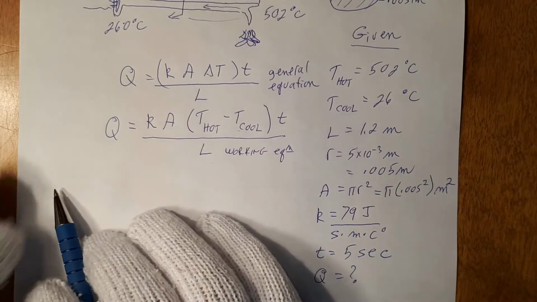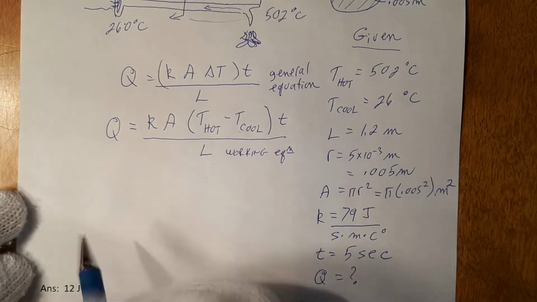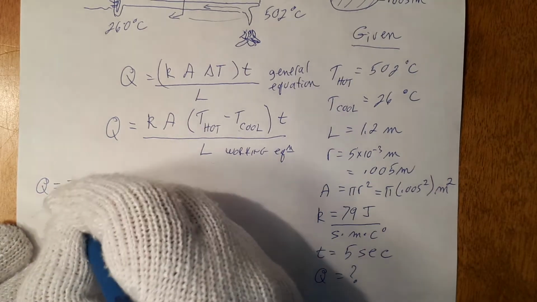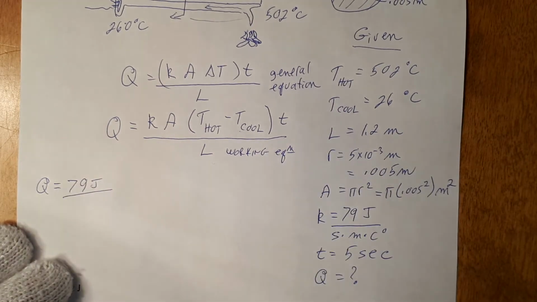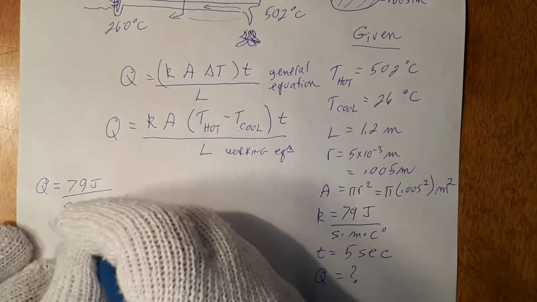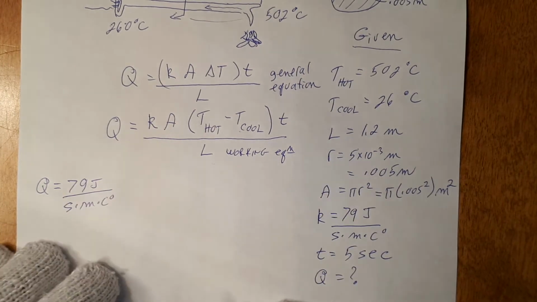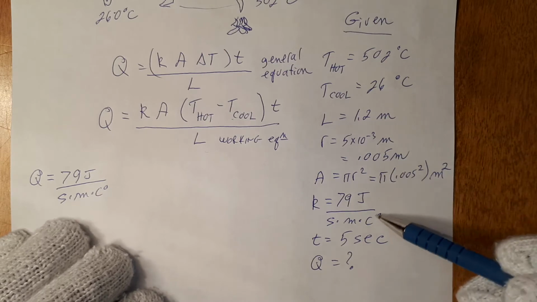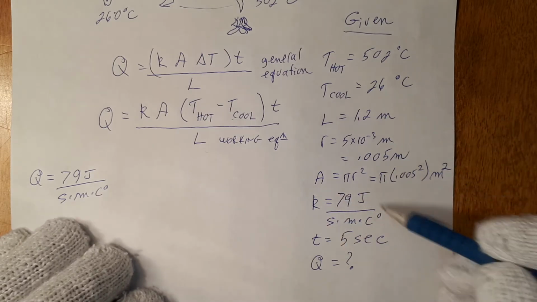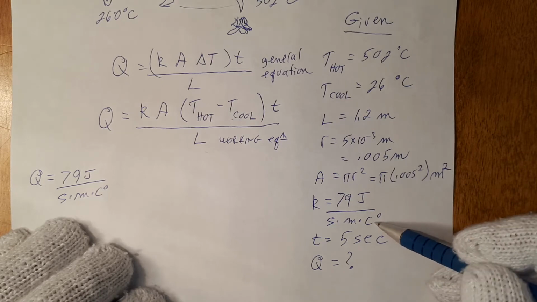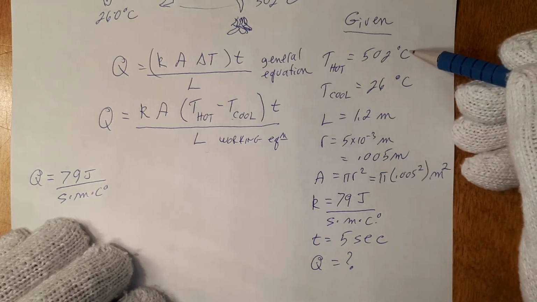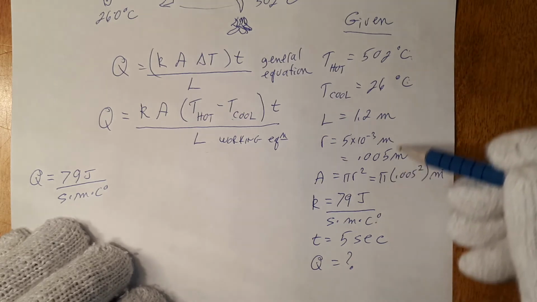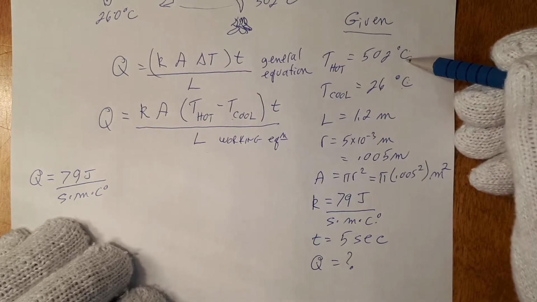I'm going to place it here, since I'm going to run out of room. Q is equal to K, 79 joules per second meter Celsius degree. And that reminds me that since K, this constant, is given to us in terms of Celsius degree, it is okay to go ahead and use the two temperatures in Celsius. Were this given to us in Kelvin, then we'd have to change our temperatures to Kelvin, technically.